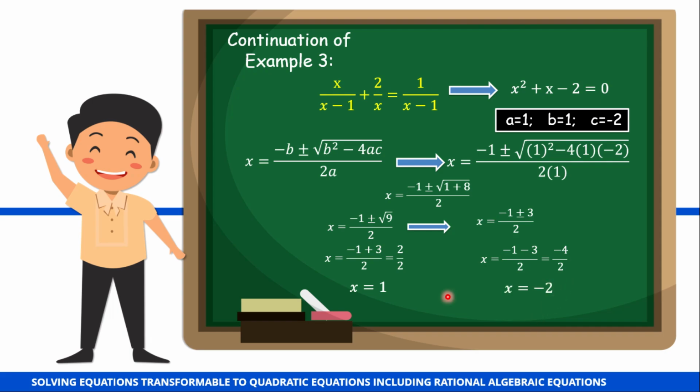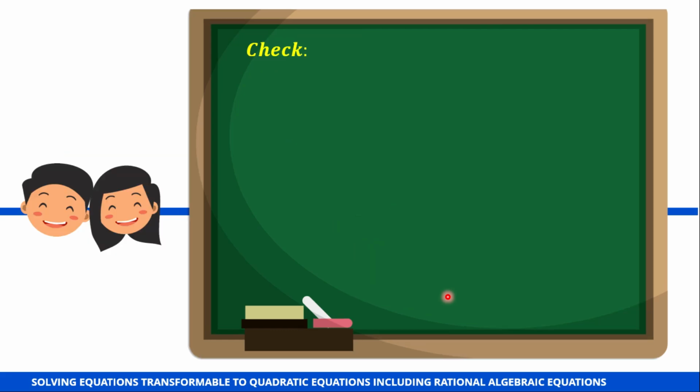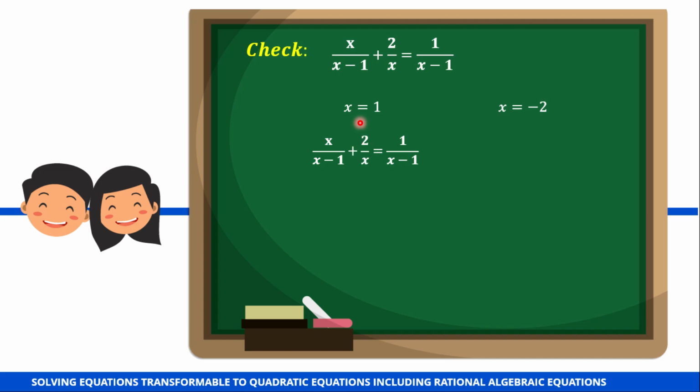I-check natin yung mga values na nakuha natin. Let's check gamit ang original equation. Ipalit natin yung ating mga nakuhang values ng x, which are 1 and negative 2. Dito muna tayo sa x is equal to 1. Papalitan natin yung mga x ng positive 1. We now have 1 over 1 minus 1 plus 2 over 1 is equal to 1 over 1 minus 1.